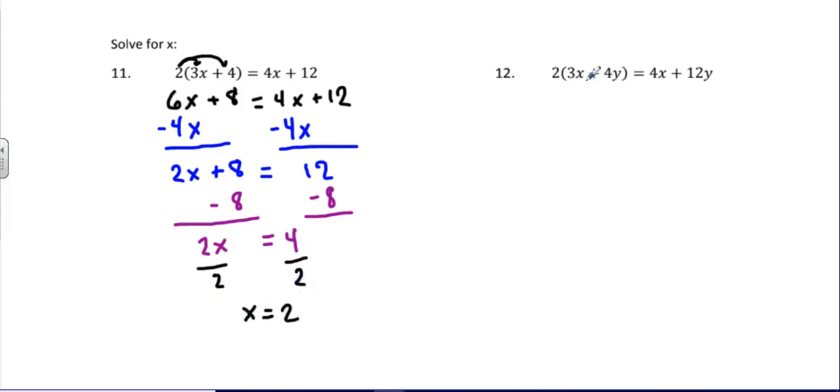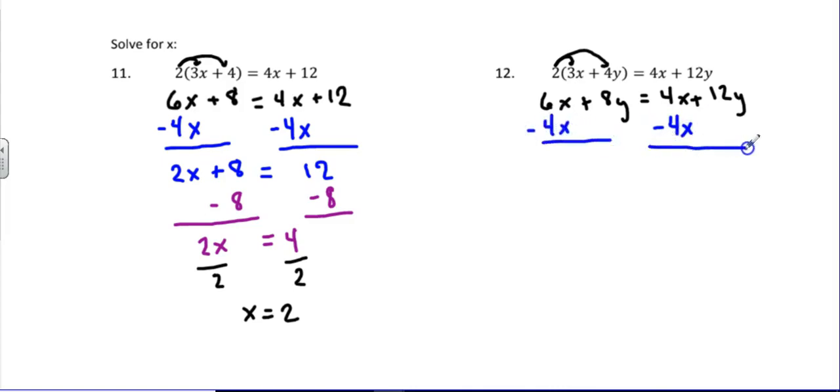Let's take a look at this equation. Has more variables with it. That's okay. I'm going to do the same steps. I'm going to start with the distributive property. So I have 6x plus 8y equals 4x plus 12y. Next step is to get my x's together. So I'm going to subtract 4x on both sides of my equal sign using that subtraction property of equality. So I have 2x plus 8y equals 12y.